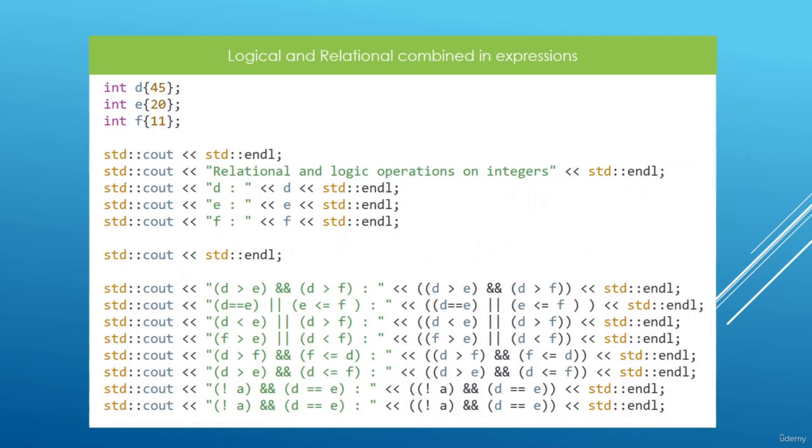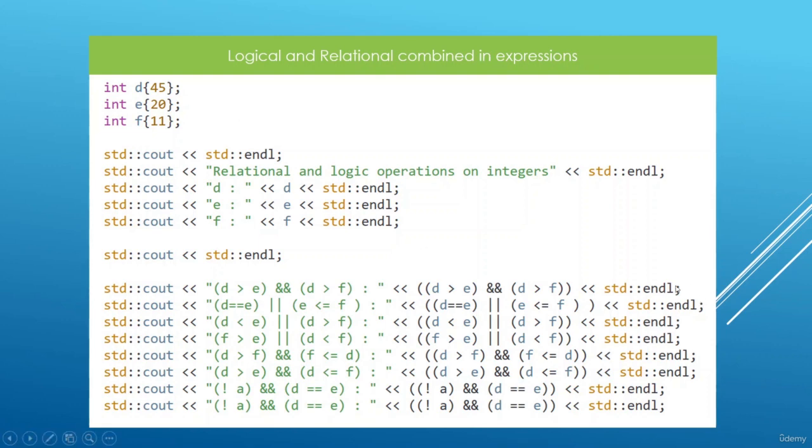The last thing you can do is combine logical and relational operators into expressions. For example, here we have D, E, and F. They are integers, and we can print them out like we are doing here. But we can do something like D greater than E, and we're going to AND the result of that with D greater than F. And we know that these relational operators evaluate to Booleans. So we can use these Booleans with logical operators like we have been doing all along in this lecture.